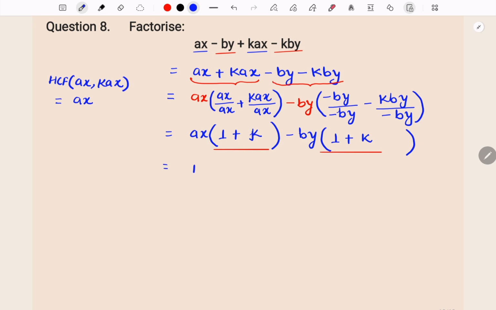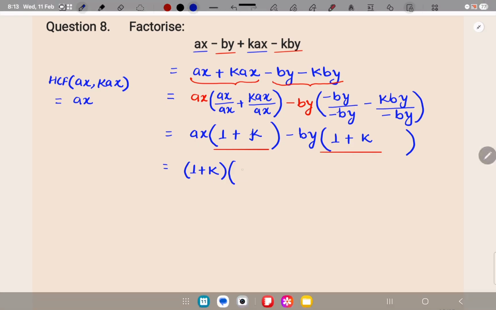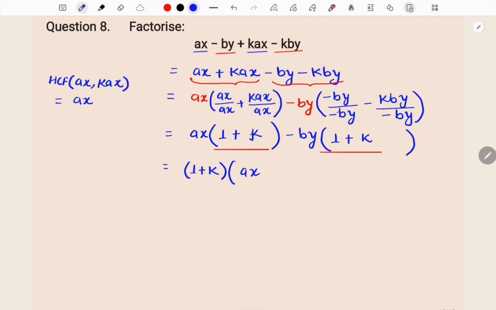I will now take 1 plus k as the common factor, and if I take 1 plus k as the common factor and divide the expression with the same 1 plus k, I will be left with ax and negative by. Okay, so 1 plus k multiplied by ax minus by would be the final answer.